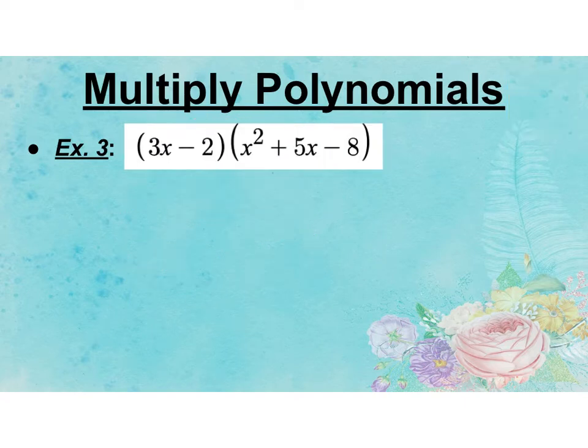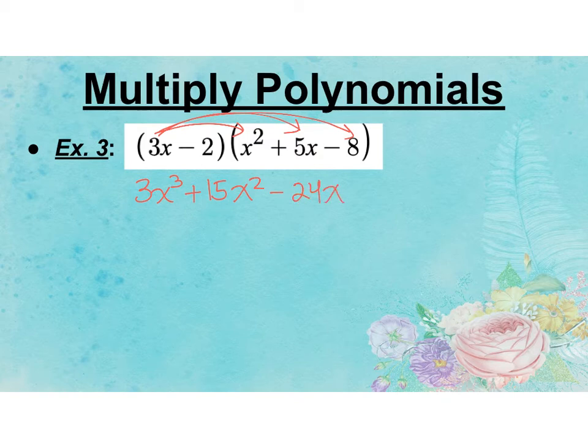What do you notice different about this one? Well, I see that I have 2 terms and I have 3 terms. So this is a binomial times a trinomial, but it's the same exact process. It's just a little bit bigger. I have to multiply the 3x to all 3 terms there. And notice how I'm going to do this. So I'm going to multiply the 3x times x squared and get 3x cubed. 3x times 5x is a positive 15x squared. And then 3x times a negative 8 is negative 24x.